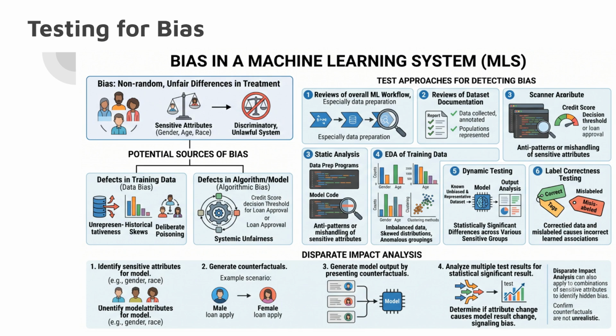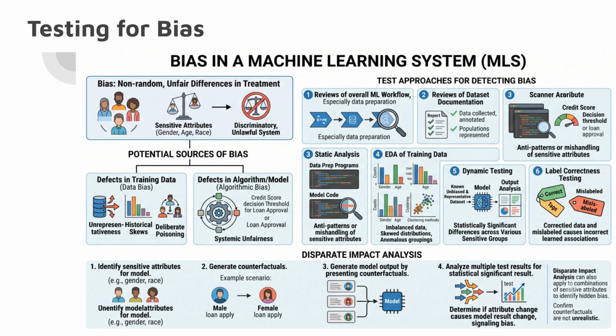Test approaches for detecting bias include the following. Reviews of the overall ML workflow, and especially the data preparation, to identify their potential for introducing bias. Reviews of dataset documentation to identify and mitigate potential sources of unfairness by examining how the data was collected, annotated, and what populations are represented. Static analysis of both data preparation programs and the model implementation code to identify anti-patterns or the mishandling of sensitive attributes.